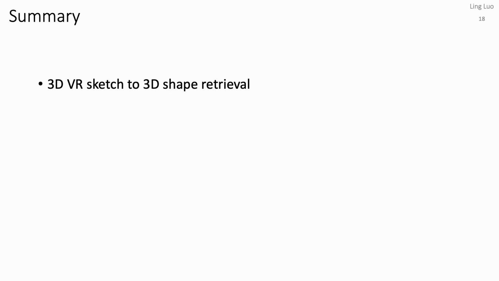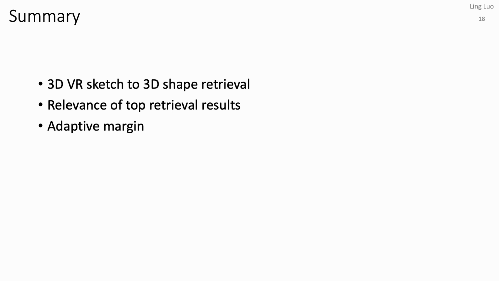In summary, our work addresses the problem of 3D shape retrieval from a sparse 3D VR sketch. In particular, we study how to improve the relevance of top retrieval results. We propose an adaptive margin selection scheme driven by 3D shape similarity. And we study how well shape similarity can be addressed with the fitting gap.